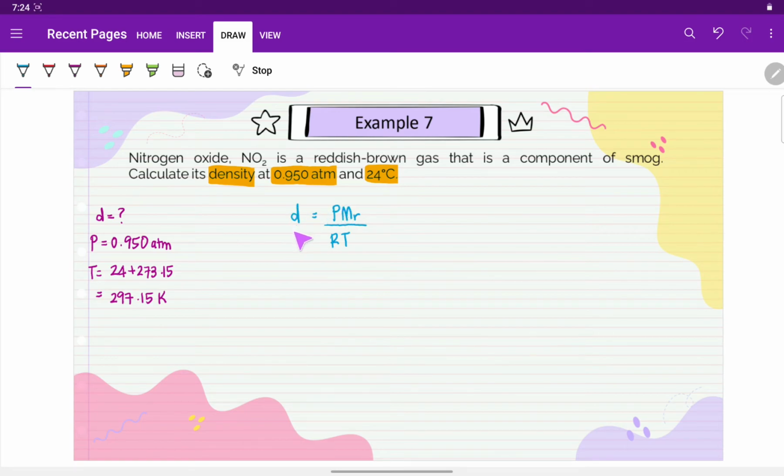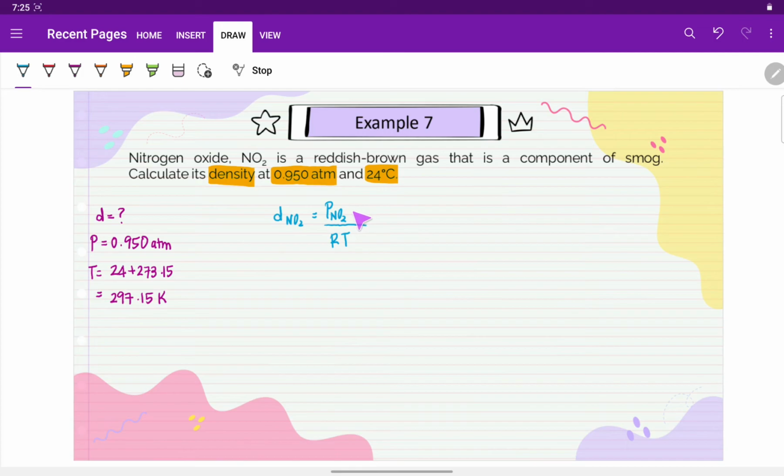Okay, yang mana dekat sini, density, kita nak cari density apa? Density NO2. Okay, so maksudnya dekat sini saya tulis balik. So density NO2. Okay, so bila density NO2, maksudnya semua dekat sini mestilah berkait dengan nitrogen oxide. Okay.